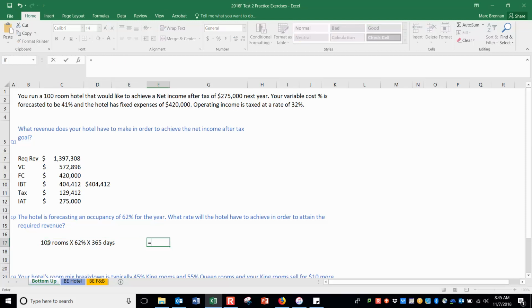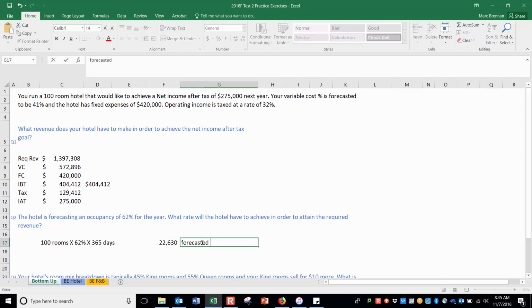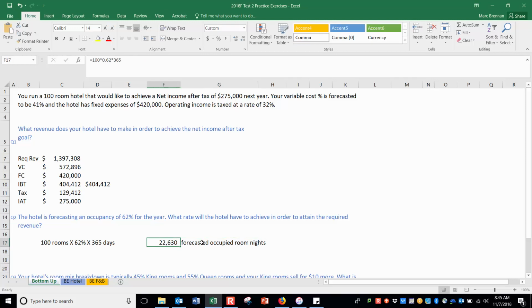So I should be able to go 100 times 0.62 times 365 days. So I'm forecasted to sell forecasted occupied room nights, okay? 22,630 room nights. So that's only part of the question, okay?